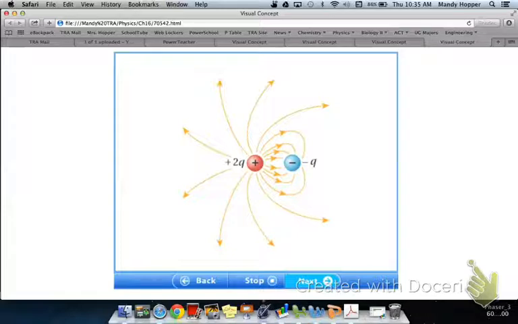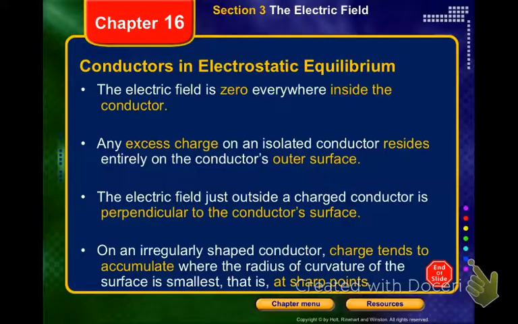So, talking about conductors in electrostatic equilibrium, your electric field is 0 everywhere inside a conductor. Okay? Electric field is 0 everywhere inside of a conductor. Why would that be? Charge flows really easily through conductors, right? So the electric field is going to be 0.